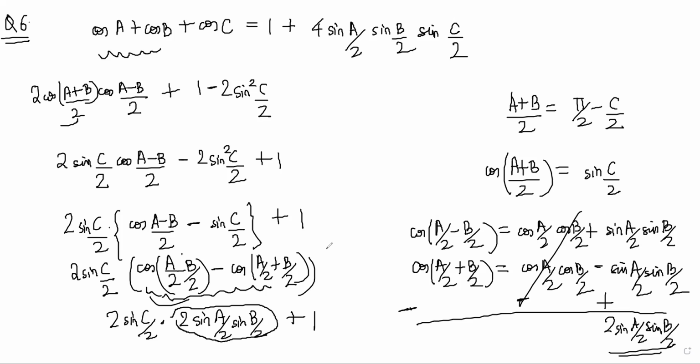You have to stop me when you don't understand anything. Don't just assume that you understood. Right now you said it is some distribution, I don't know what you meant. I'm just expanding it and checking what is the answer of this part. It will become 1 plus 4 sin A by 2 sin B by 2 sin C by 2.